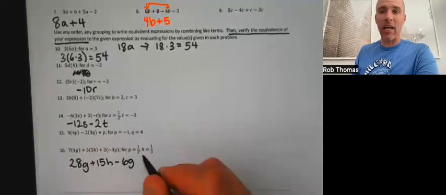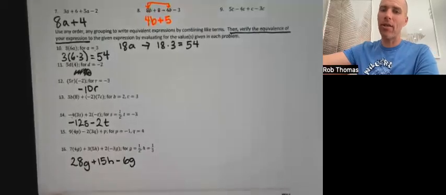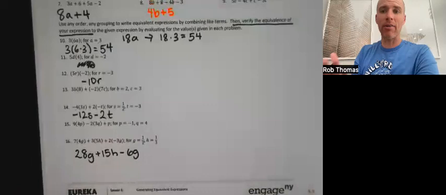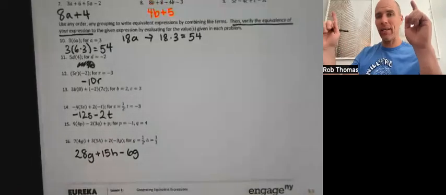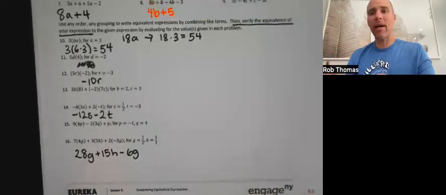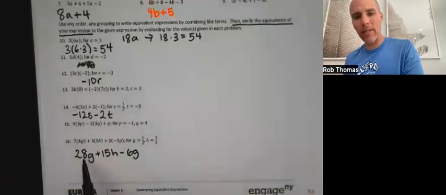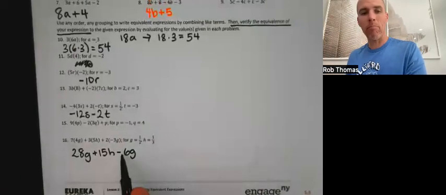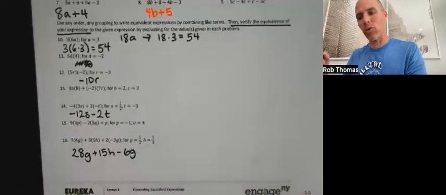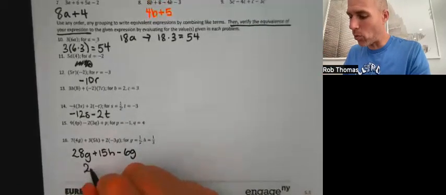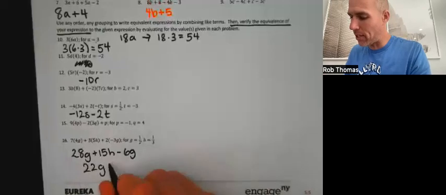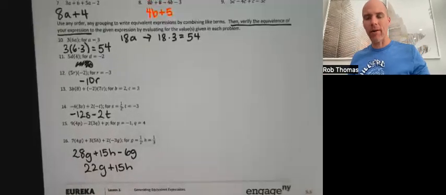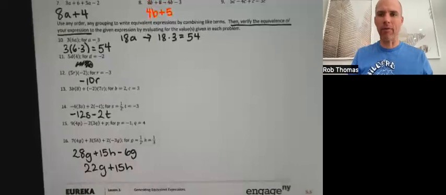-6g. Now, if you stop there, you got a partial answer because we're supposed to fully simplify these things, right? Standard form. That means if you've still got any like terms in there that need to be combined, you're not done. I've got some g's here and some more g's here. Let me put those together. 28g minus 6g, that's going to be 22g. So I need to go down one more line and write 22g plus 15h. All right. Hopefully you can finish the rest.